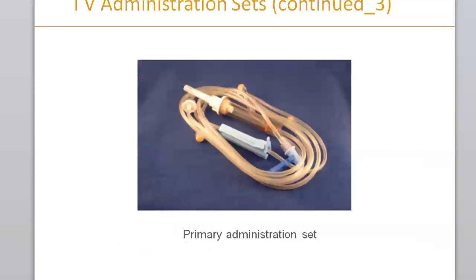This is your primary administration set, and you can see that this is your spike, and this is your drip chamber, and this is obviously your roller clamp. Okay?